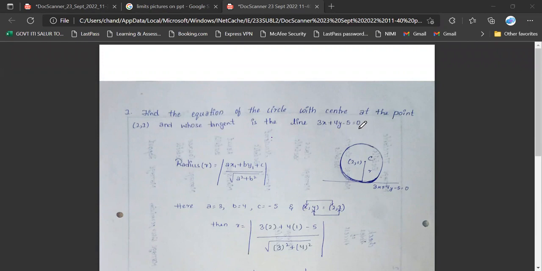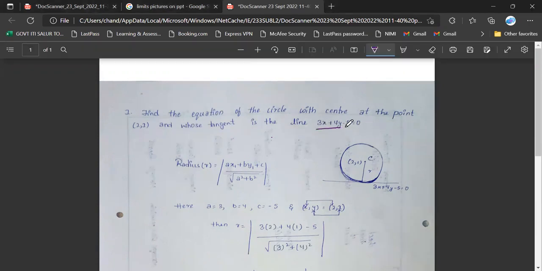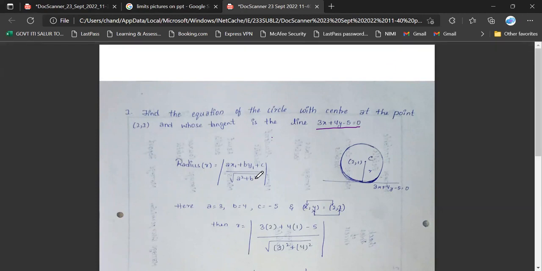So we have the required tangent equation, which is 3x + 4y - 5 = 0. So radius r is equal to the given equation divided by root over a square plus b square, meaning the coefficients of x and y. Firstly, in these questions we have to draw a diagram so we can understand clearly.